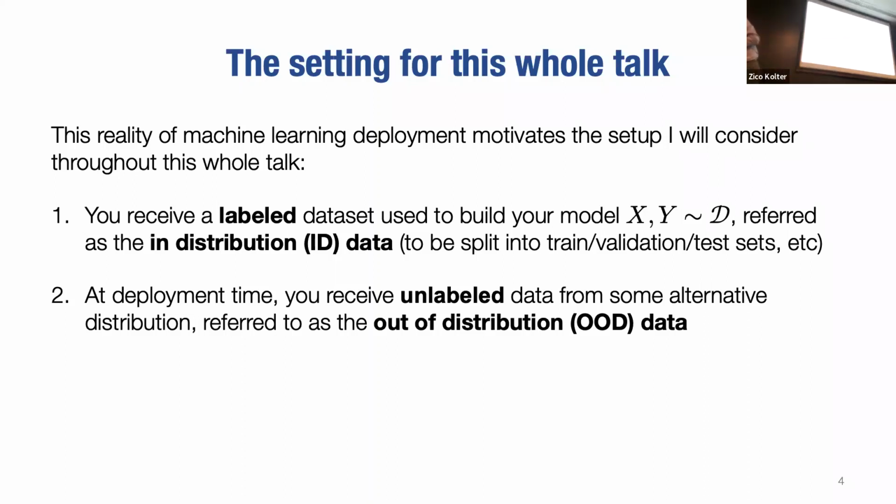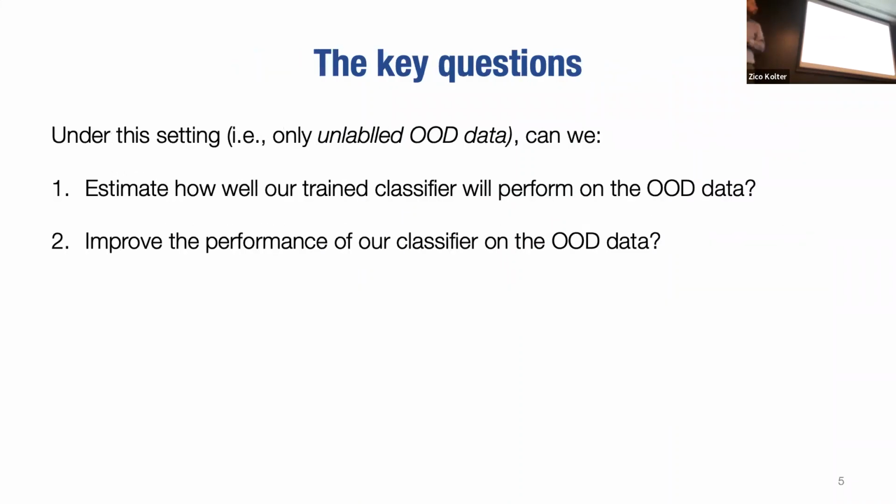So the questions I'm going to talk about today are, under this setting, can we, first of all, even estimate how well our classifier will perform? Maybe it's going to be worse than on my test data, but can I estimate how well it will work? And then maybe even better, can I actually improve the performance of my classifier on this new distribution without access to the underlying labels, short of labeling my data again and retraining?